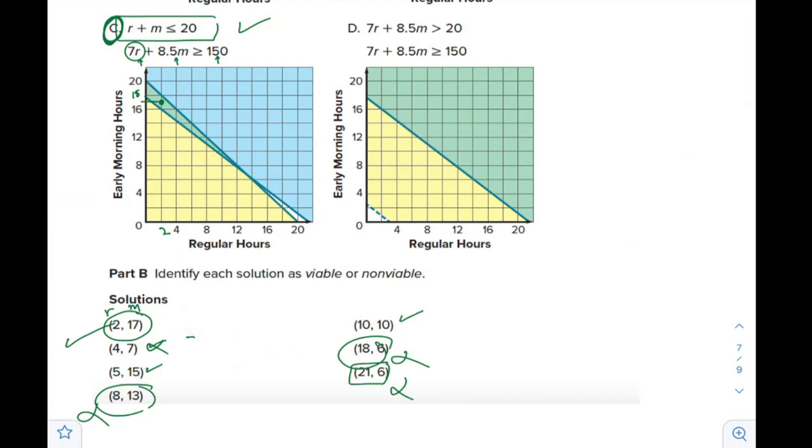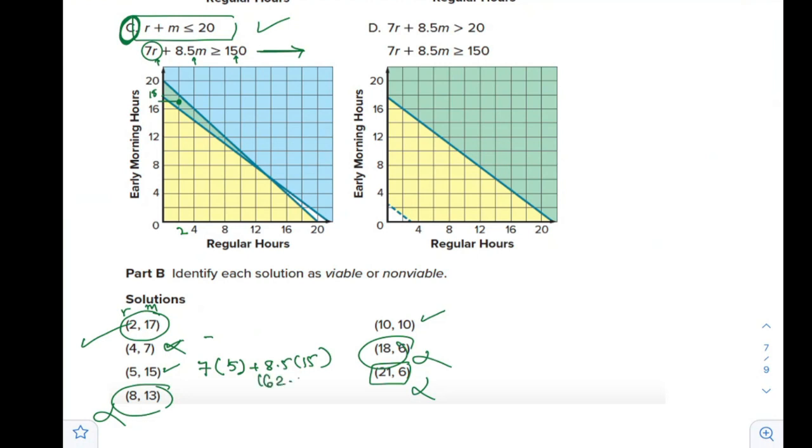Here, 7 times 5, plus 8.5 times 15. We should check the second one, that it should be at least 150. So 35 plus 8.5 by 15 will give us 162.5. Yes, okay. So this is correct.